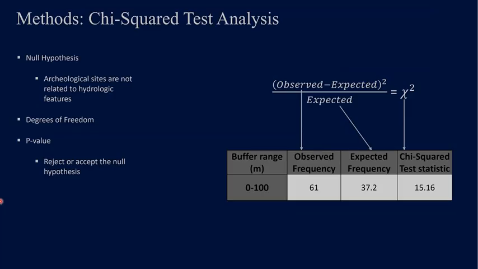To provide some framework on how chi-squared test analysis was utilized within the study, the first thing was to identify the null hypothesis. The null hypothesis is utilized as a way to look at whether or not a sample or data is occurring randomly within a landscape, specifically for this study. For the null hypothesis for this study, the question was whether or not archaeological sites are not related to hydrologic features, and the null hypothesis is utilized to identify whether they are related or are not related.